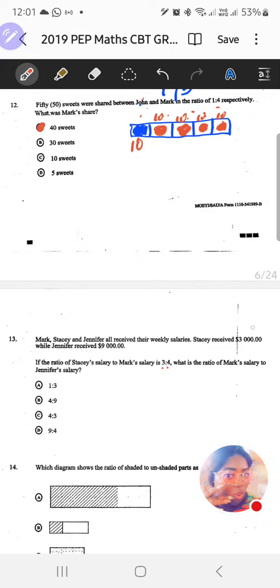All right, so we know that Stacy has $3,000. They didn't tell us what Mark is, but it says 3 to 4. Therefore, I would want to divide Stacy's share, what she got, in 3 equal parts, and 3 equal parts of 3,000 would be 1,000 each, right? 1,000 plus 1,000 plus 1,000 gives us 3,000. So if 3 equal parts, each 1,000, is Stacy's share, and 4 equal parts is going to be Mark's share, how much money did Mark receive for his salary?